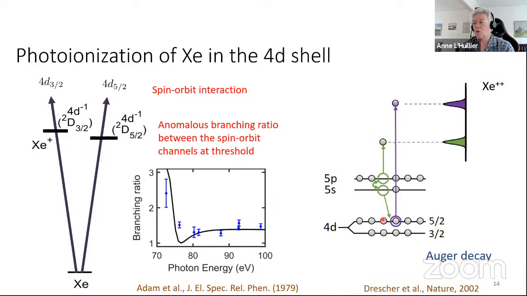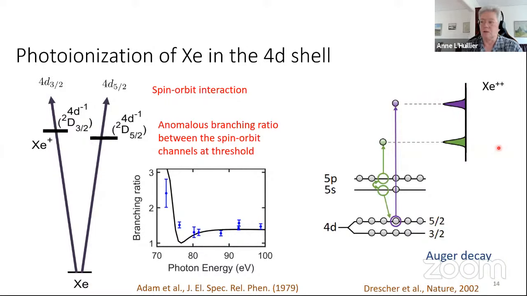And finally, there is also Auger decay. When you create a hole in the 4D shell, electrons in the n=5 shell can fill the hole, and then another electron in the n=5 shell can be ionized and leads to an Auger electron. So when you ionize xenon in the 4D shell, you get a photoelectron and an Auger electron.